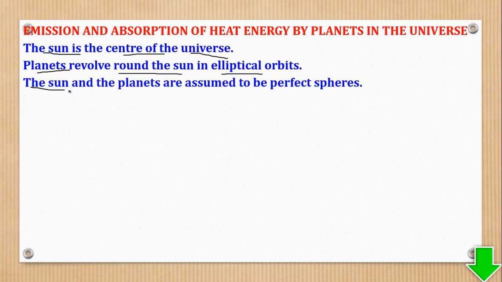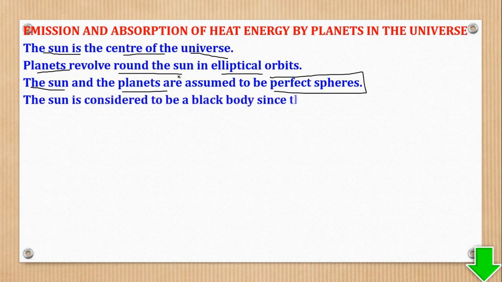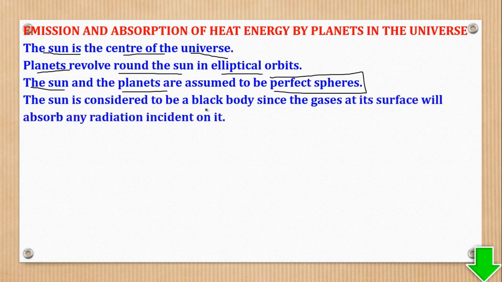Then you should also know that the sun and the planets are assumed to be perfect spheres. It is not true that they are perfect spheres, but in the calculations we assume that the planets and the sun are perfect spheres. Then the sun is also considered to be a black body. Remember, under the examples of black body, I brought up the sun. The sun is considered a black body since the gases at its surface will absorb any radiation incident on it.